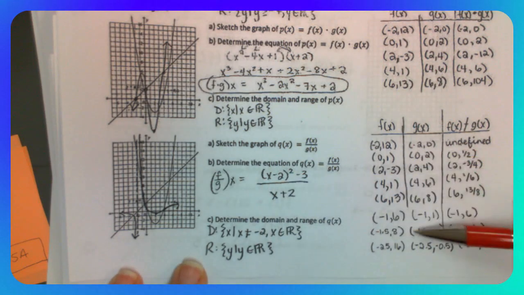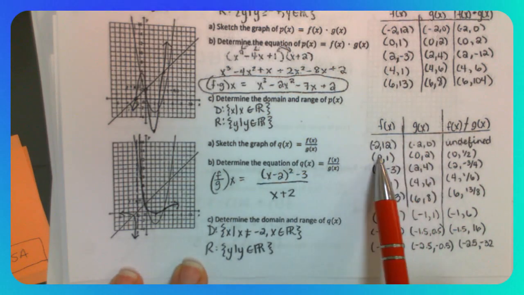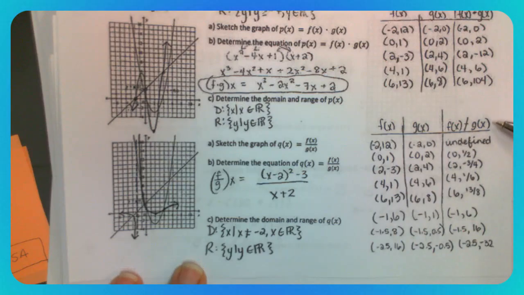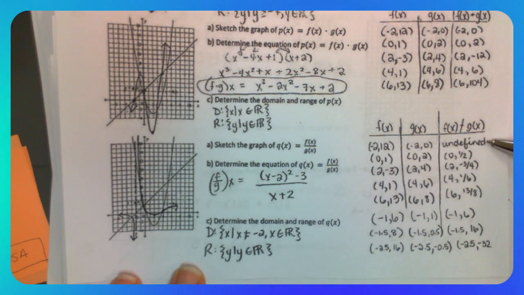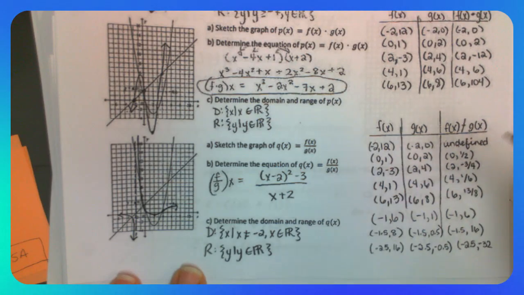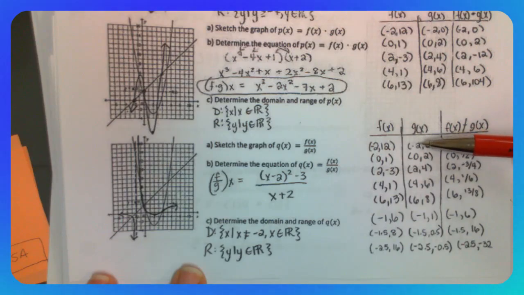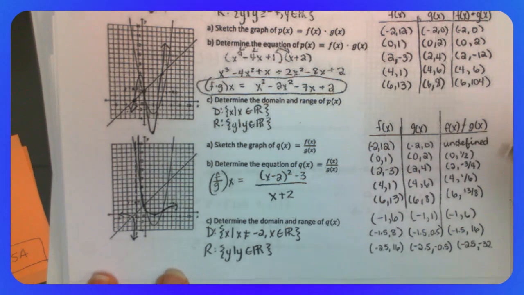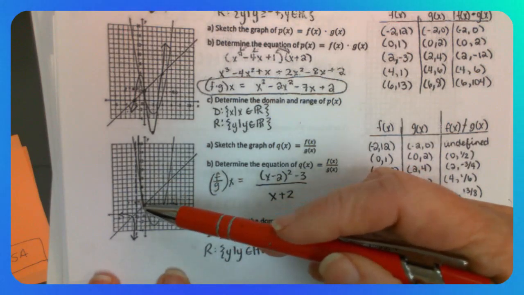Okay, so this table gives you some things to look at, how to match up points. But I can see right here, when I go to -2, it's undefined. So that tells me that I have an asymptote at x equals -2. So make sure to draw that in, because Desmos won't show you that asymptote.